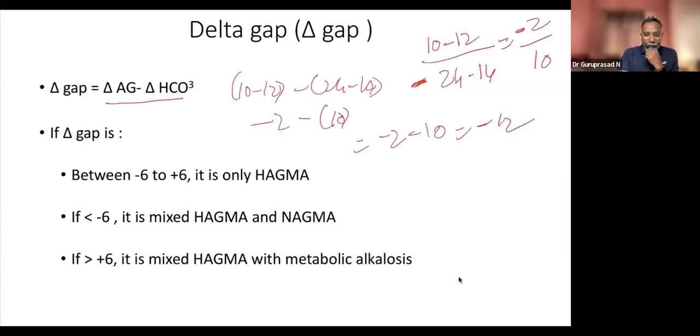If the delta gap is less than minus 6, it is a mixed high anion gap and normal anion gap acidosis. If the delta gap is between minus 6 and plus 6, then it is a high anion gap. And if the delta gap is greater than plus 6, then it is a high anion gap metabolic acidosis and a metabolic alkalosis. So this is how you should try to find out the hidden disorder, either by doing a delta ratio or a delta gap.